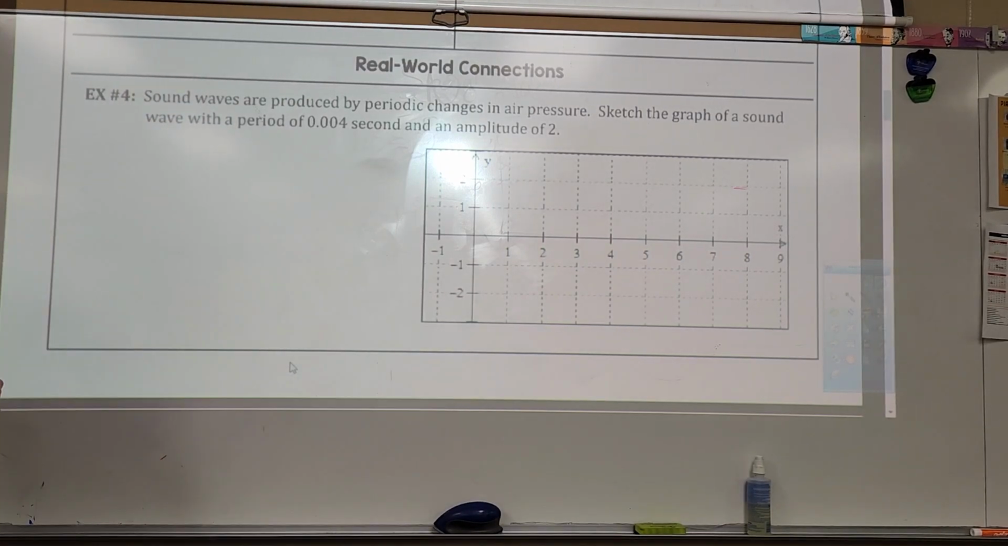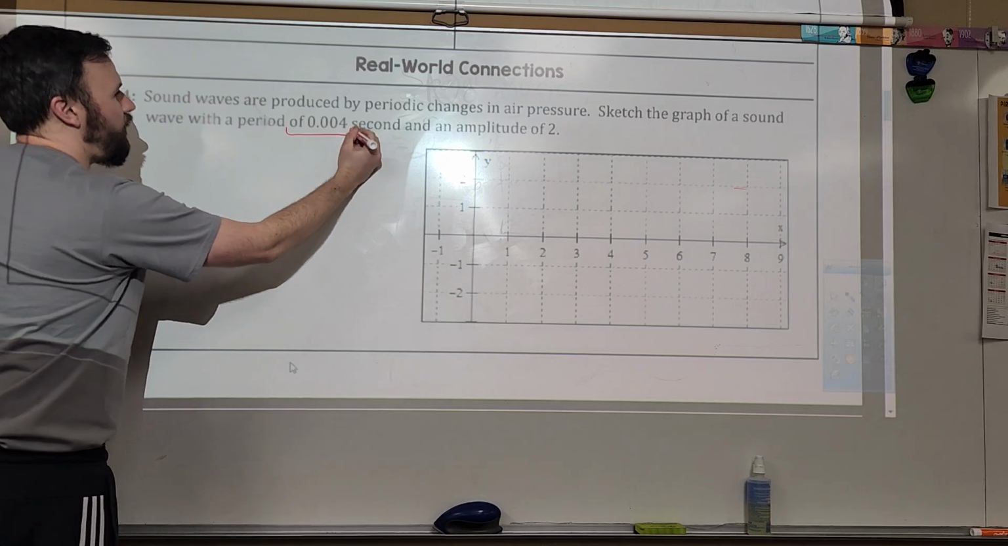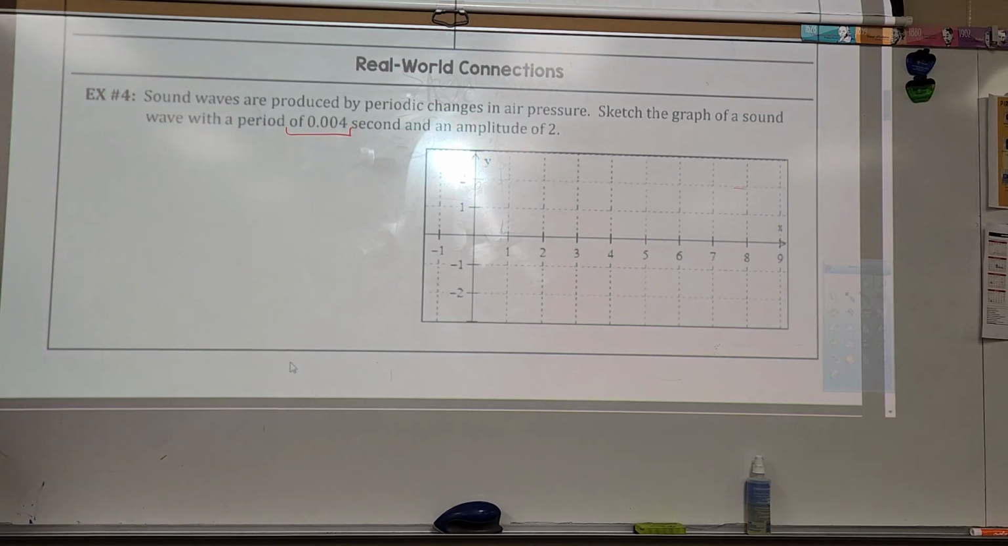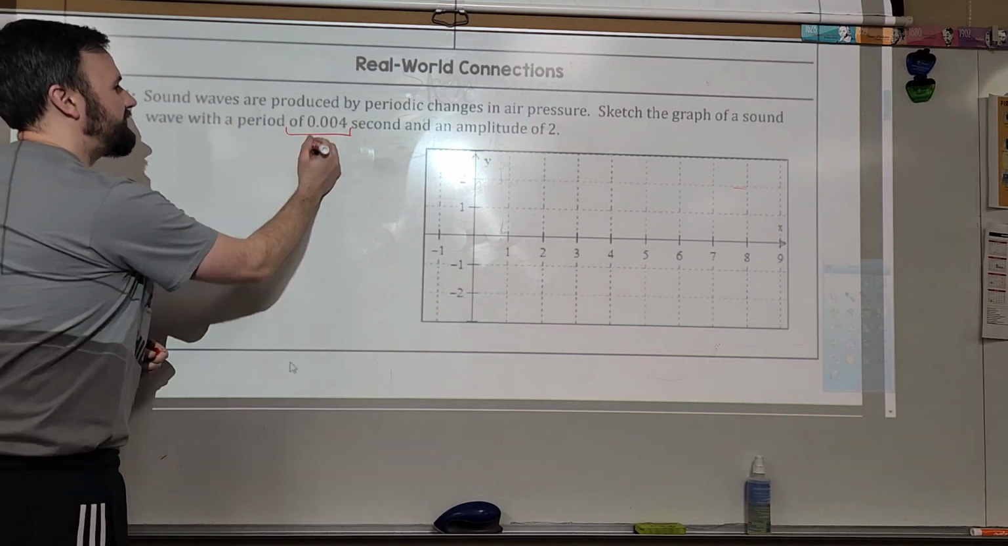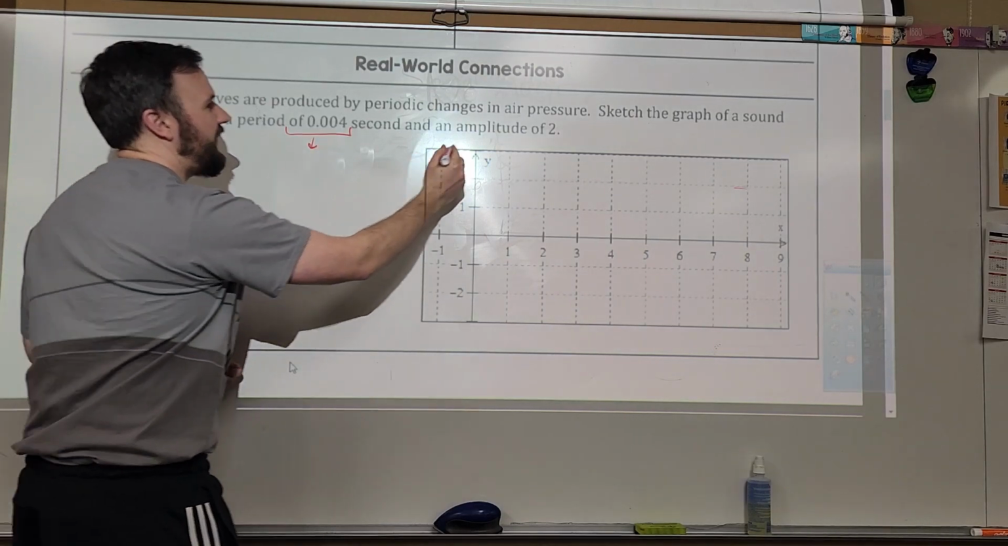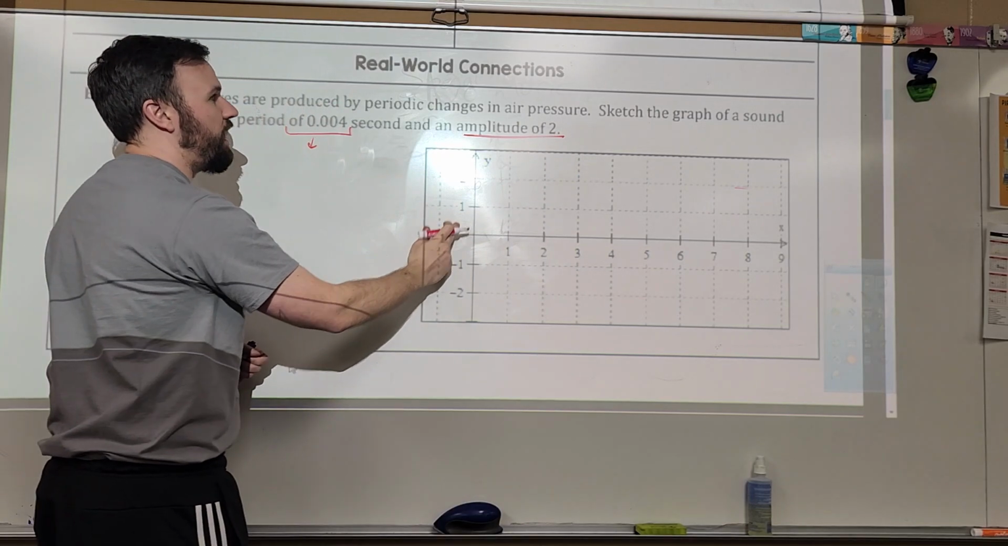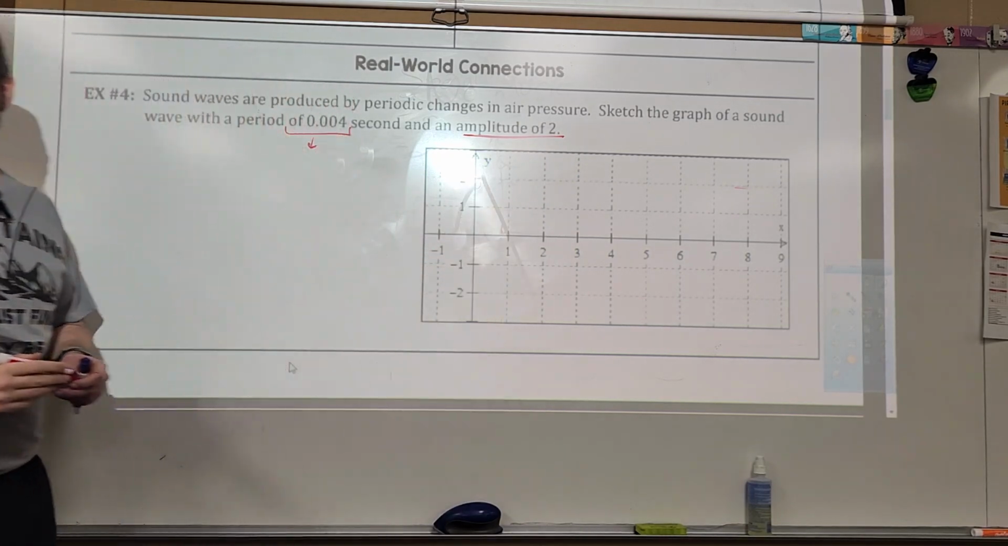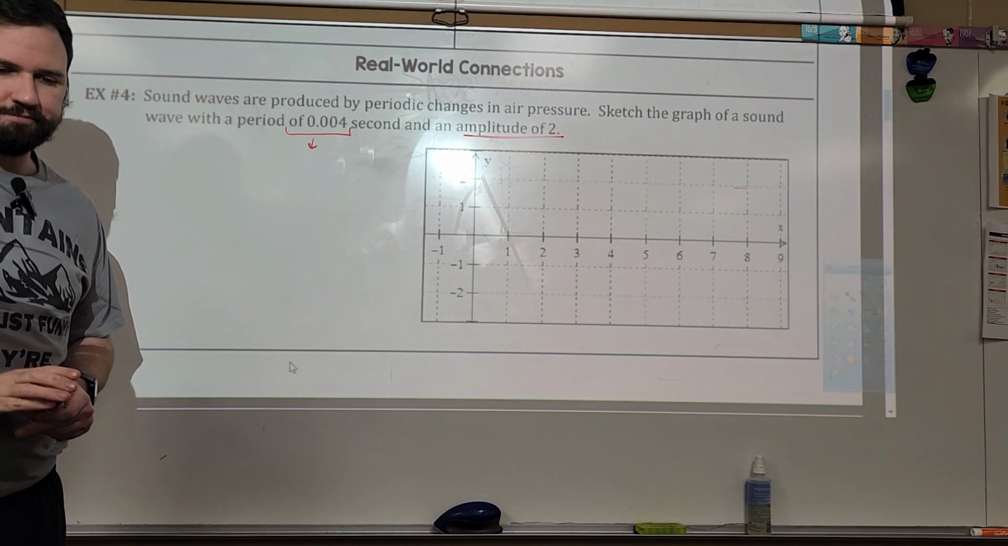All right, let's read some stuff. It has a period of 0.0004. That means how big is one cycle? That's one cycle, right? An amplitude of 2, which means I'm going to go up 2 and down 2, correct? All right, how do I graph it?